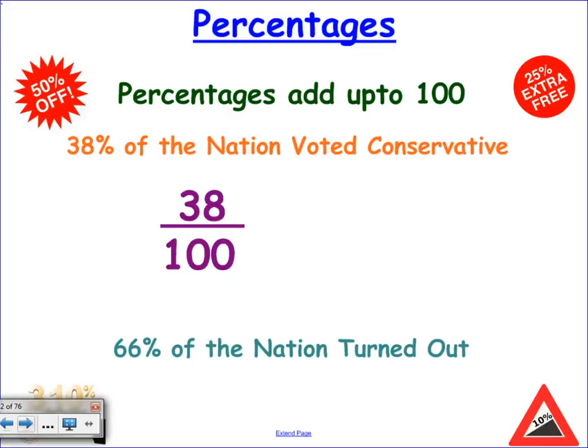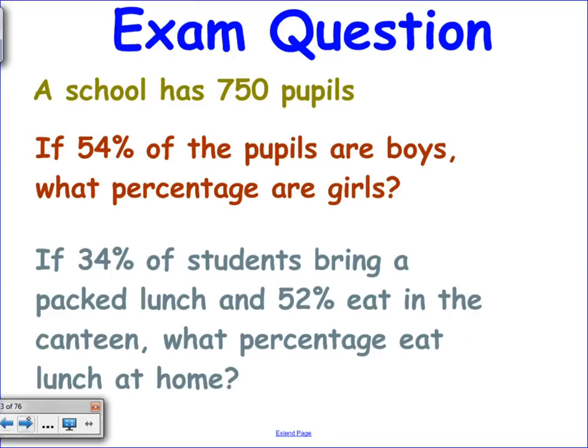So that tells you 34% of the nation didn't bother to vote. So you can't say it. So, exam questions that tend to come up, straightforward. The school has 750 pupils. Don't have to write anything down, we're just going to talk about it, because it's really straightforward.